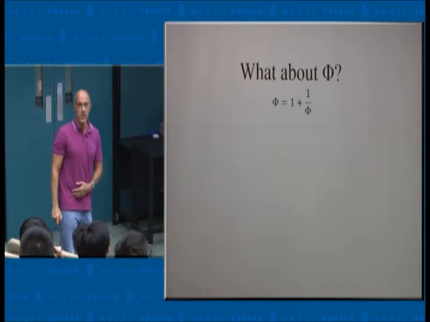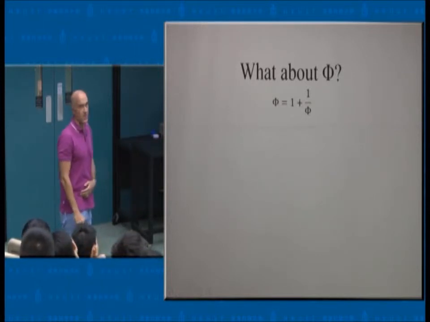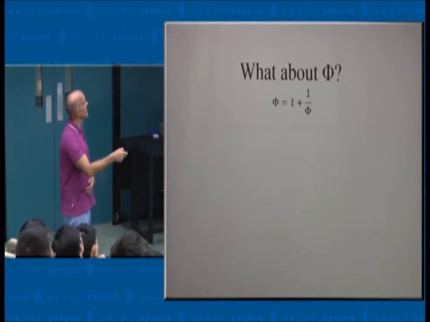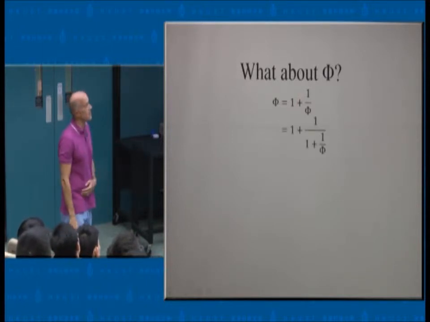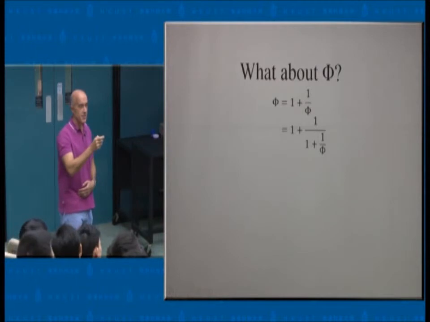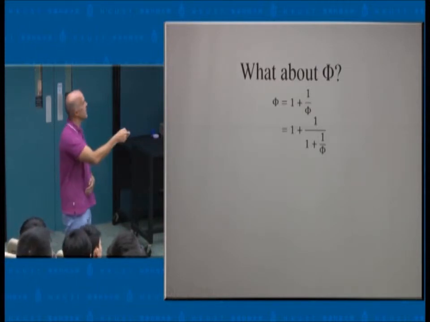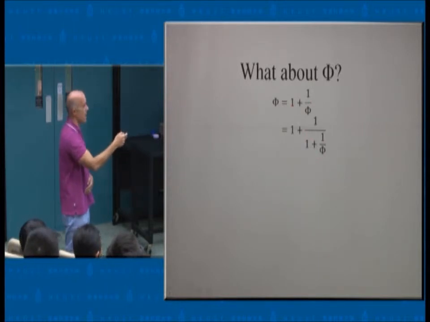Then if you're clever, really clever if you haven't seen this before, mildly clever if you've seen something like this before, you take this phi here and you put in 1 plus 1 over phi, right? So phi is equal to 1 plus 1 over phi. So this phi here is equal to 1 plus 1 over phi, right? So this equation is true.